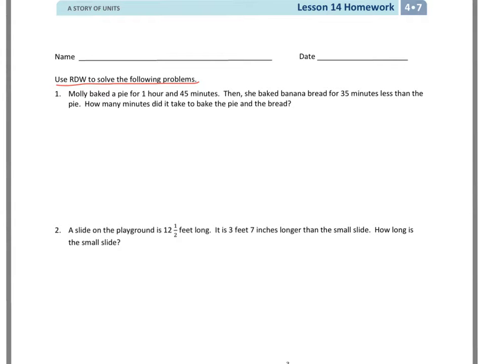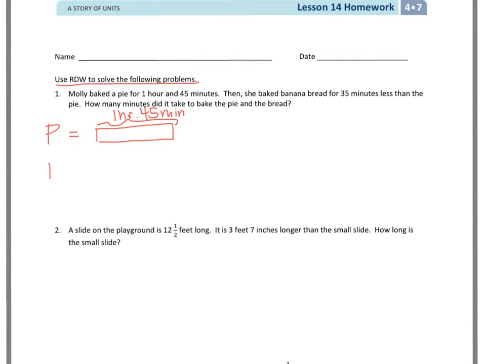So for number 1, it says, Molly baked a pie for 1 hour and 45 minutes. Then she baked banana bread for 35 minutes less than the pie. How many minutes did it take to bake the pie and the bread? So I know the pie is 1 hour and 45 minutes, and I'm going to do a diagram to show that. 1 hour, 45 minutes.